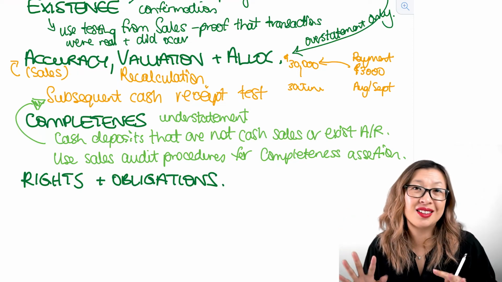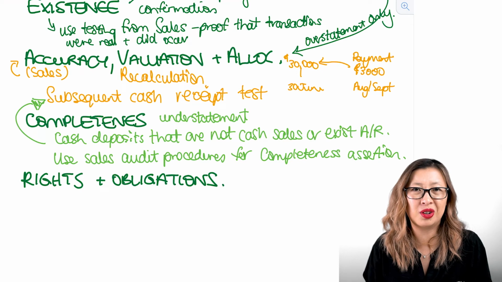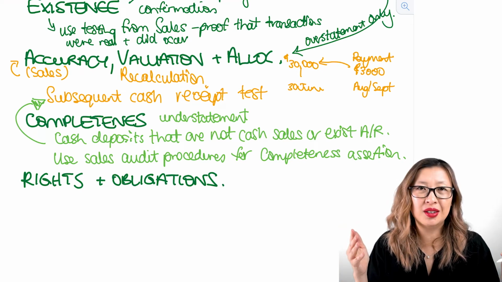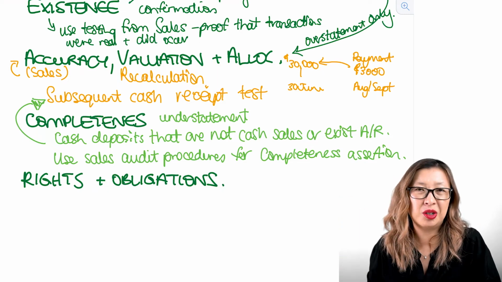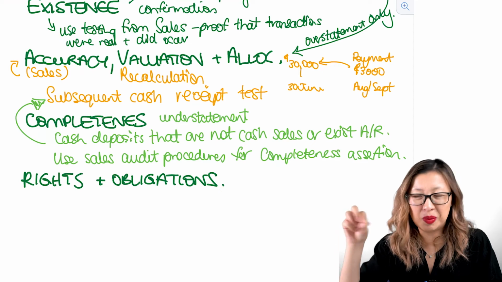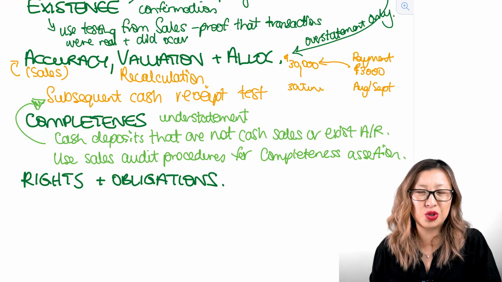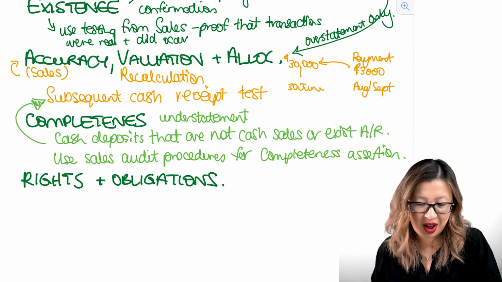Completeness is one of the hardest assertions to gather evidence on because you're trying to find things that may not be recorded, but they might not be recorded because they didn't actually happen. So it's a bit like trying to find an invisible pin, whether it may or may not be there. So completeness is sort of a bit like Schrodinger's cat in that way.